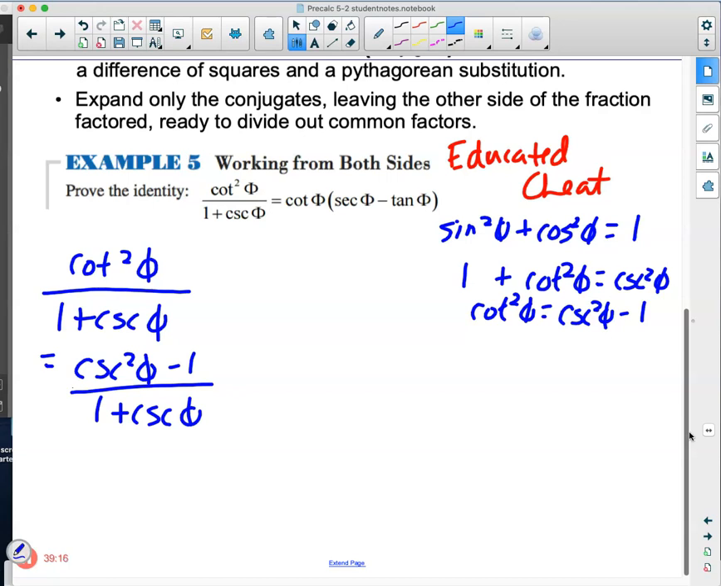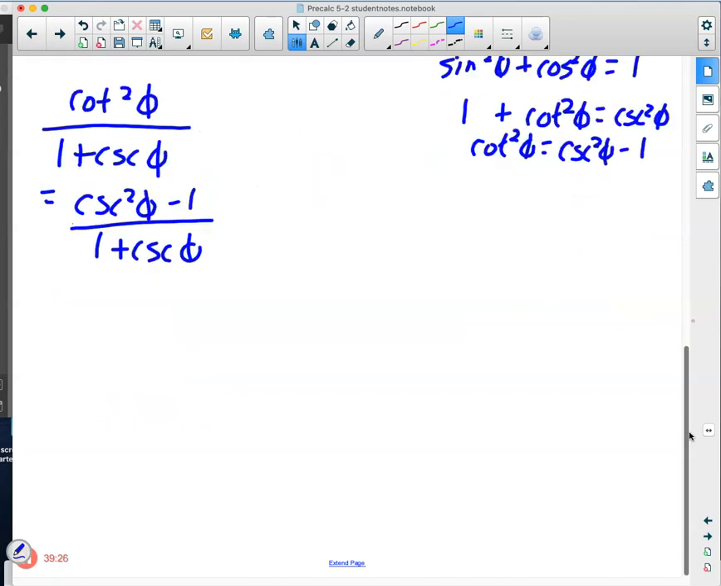Hey, wait a second. That's the difference of 2 squares. Oh, am I getting that close? Oh, you guys have to go. Crud. Well, it's recorded, okay? Does anybody see anything good that would happen if we factored cosecant squared minus 1 on the top there? Yes, we'll be able to do some canceling.